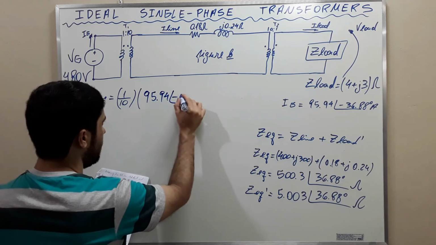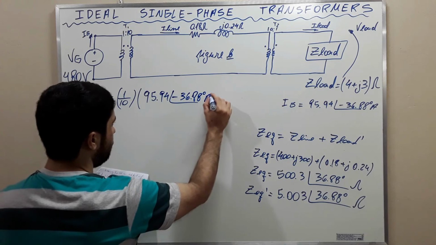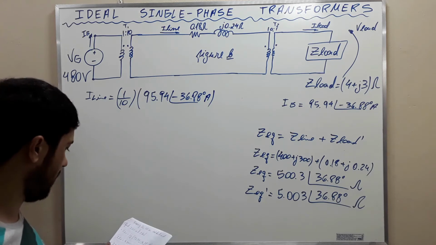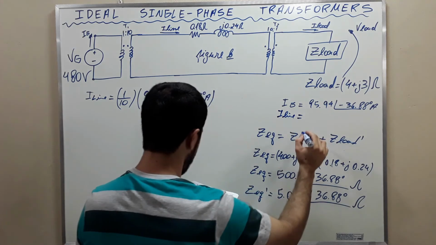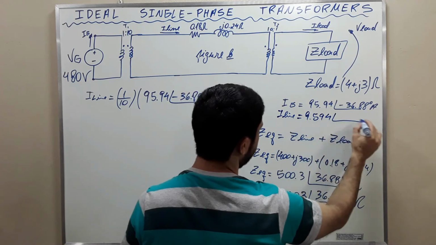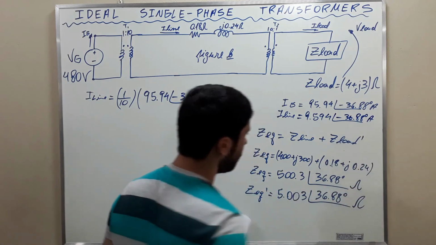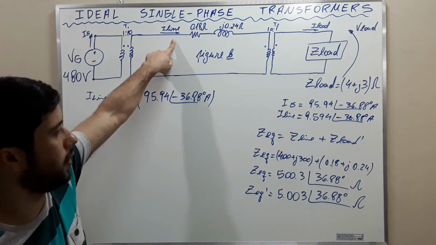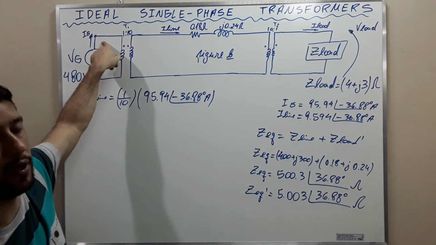95.94 negative 36.88 degrees amperes. So I'm going to write it here. I line is equal to 9.594 in the phase negative 36.88 degrees amperes. Okay? So this is the current that's going to flow here, 1/10 of this current here.